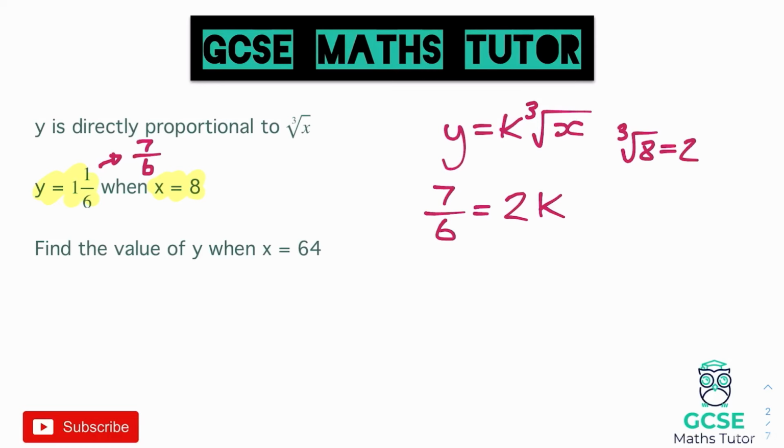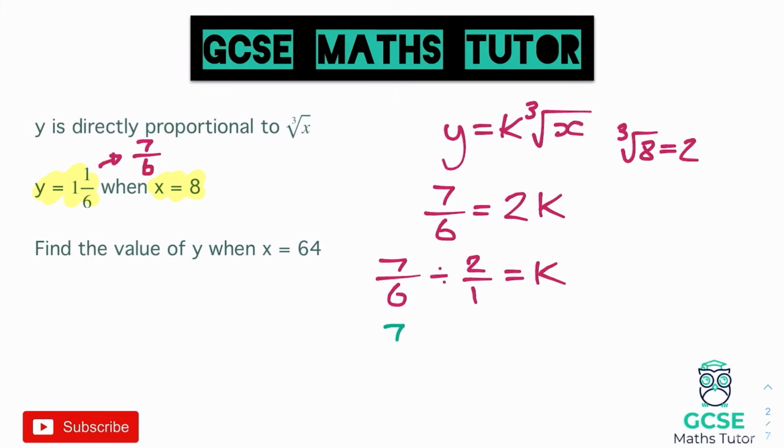So we need to do 7 over 6 divided by 2. And to keep it as a fraction, I'm going to write 2 as 2 over 1. So there we go. And that's going to isolate k and mean we can find that value. And obviously just normal fraction rules here, so we'll flip over that 2 over 1 and make it 1 over 2.